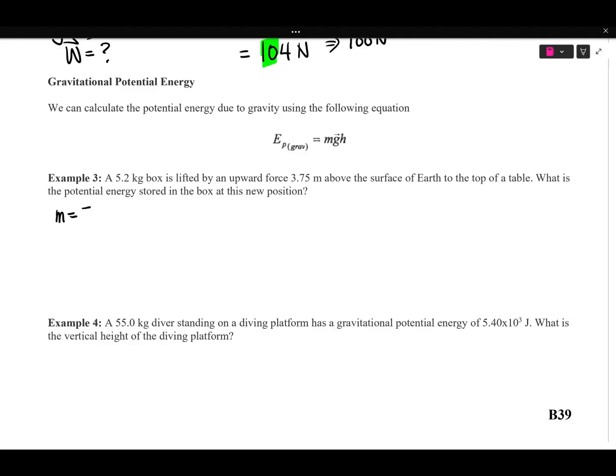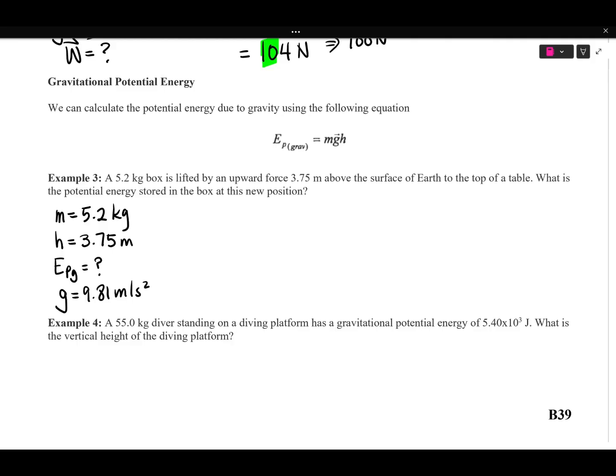Mass, 5.2 kilograms. It's lifted by an upward force of 3.75 meters. That's our height. They want us to figure out the potential energy stored, so EP, gravitational, and we're on Earth, so the acceleration due to gravity is 9.81 meters per second squared.